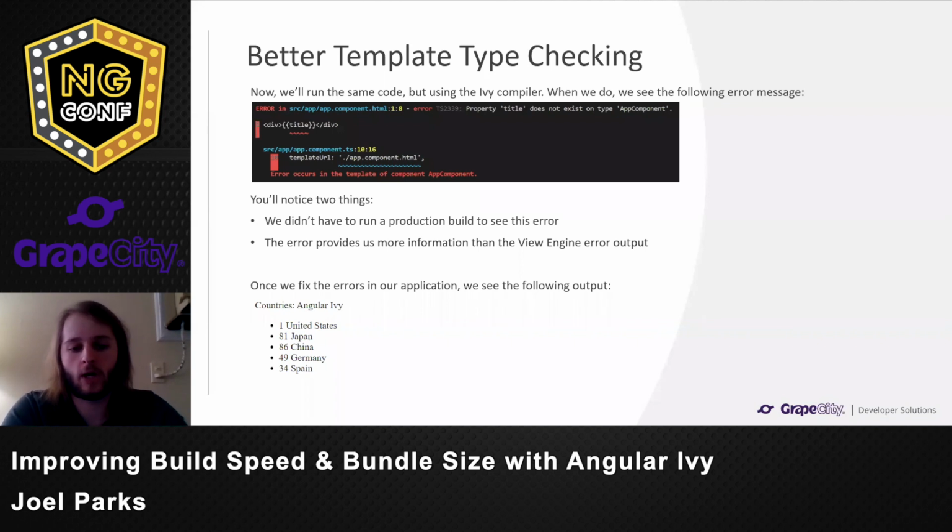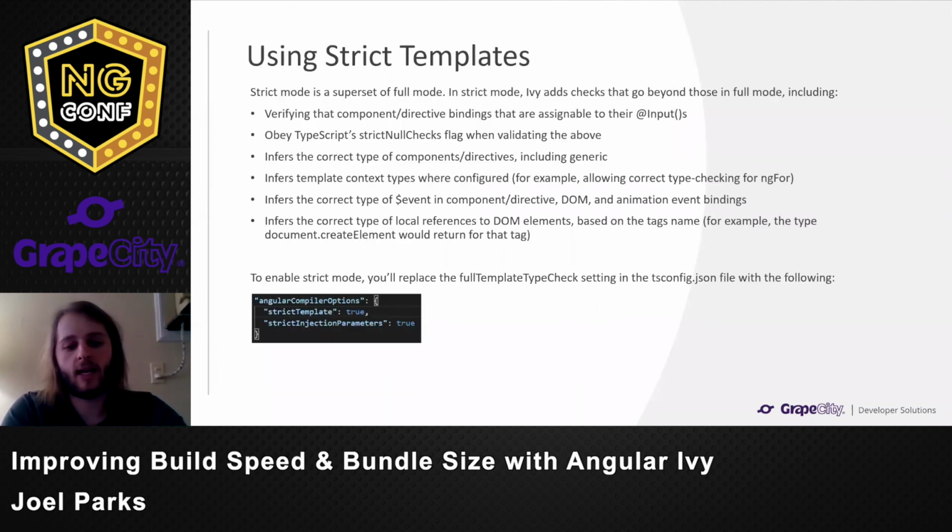If you go back into your app.component.ts file, we'll fix that misspelled code, and we'll also add back our title. We'll uncomment that out. And if we rerun it, we'll see the following output with Angular Ivy. You can see the title, countries, Angular Ivy, and that it includes both the codes as well as the country names. Now we'll take a quick look at the new setting added to allow for more type checking in Ivy, which is strict mode with the strict template setting.